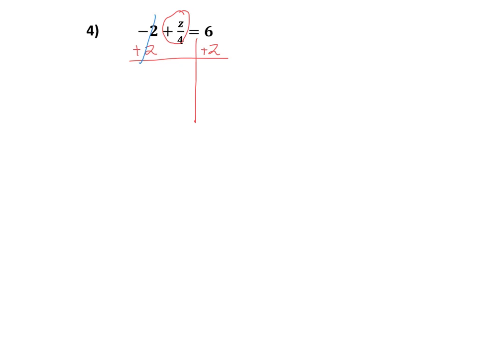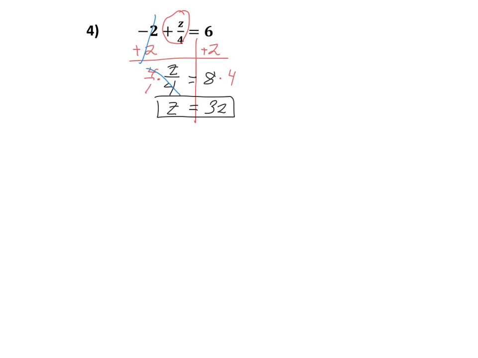So we're going to add 2 to both sides. The 2's cancel. And we're going to bring down the z divided by 4 equals 6 plus 2 is 8. Now we have a one-step equation. Z is being divided by 4, so to undo that division, we are going to multiply both sides by 4. So the 4's cancel, and we're going to bring down the z equals 8 times 4 is 32.